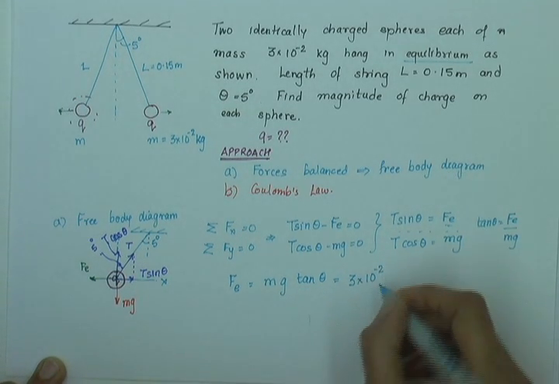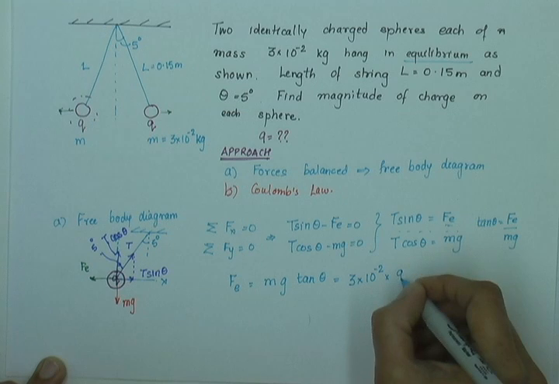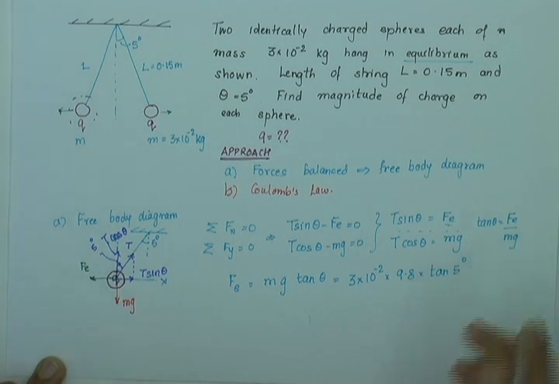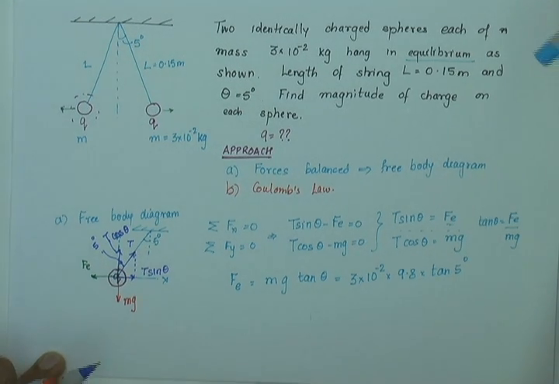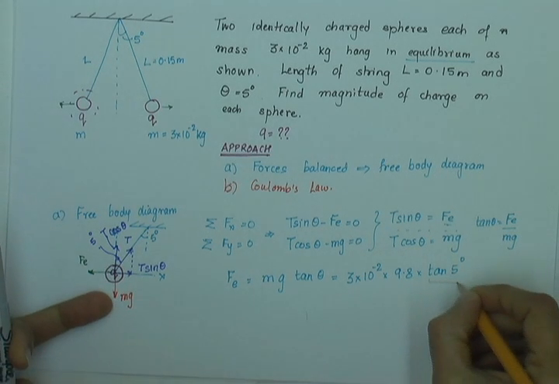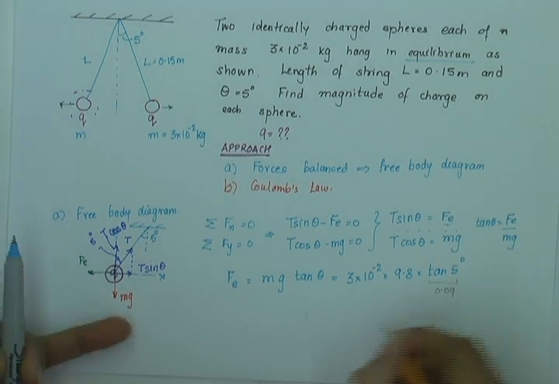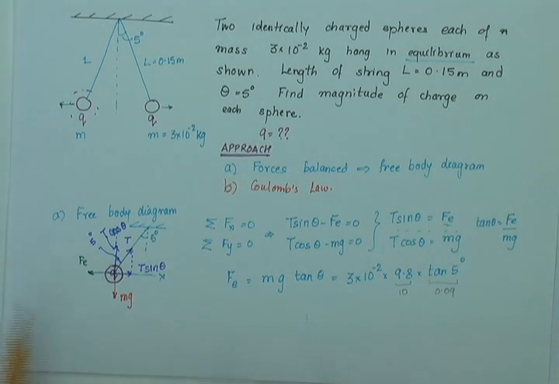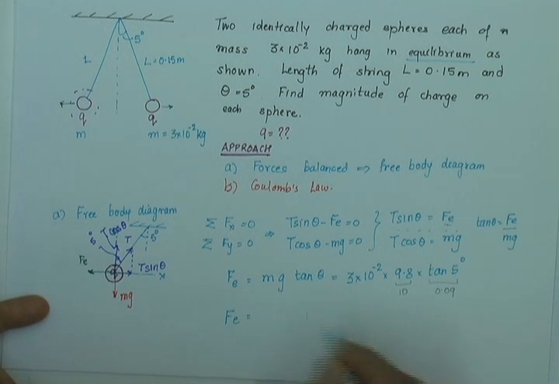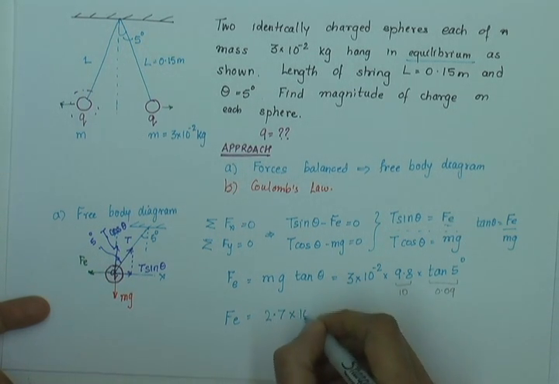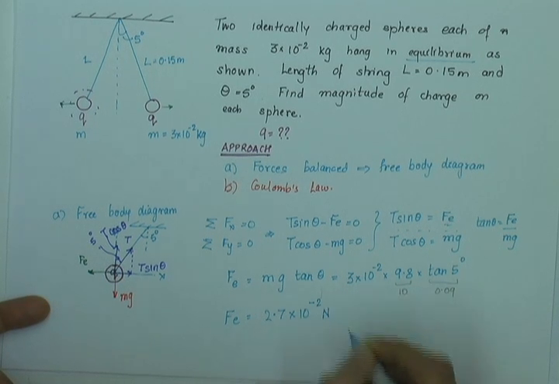This m is 3 into 10 raised to minus 2 kilograms, g is 9.8, tan of 5 degrees. Remember, this is degrees and not radians. And so let me see what that comes to. My tan of 5 is 0.09. Let me approximate g as 10, and that will give me my Fe as 3 into 0.09, so that is 2.7 into 10 raised to minus 2 newtons, right?